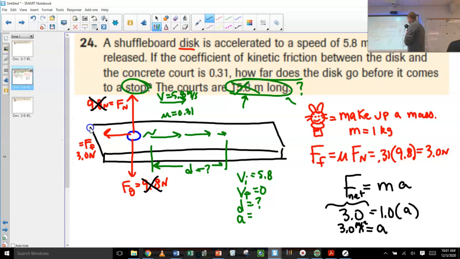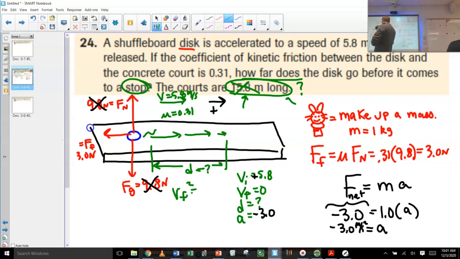I kind of want to be careful when I go from here. Because I said this is a positive number, I'm saying that this direction's positive. So that means that my friction should be negative and my acceleration is going to be negative. Acceleration is -3. Now I can plug this all into that big equation that doesn't have time.